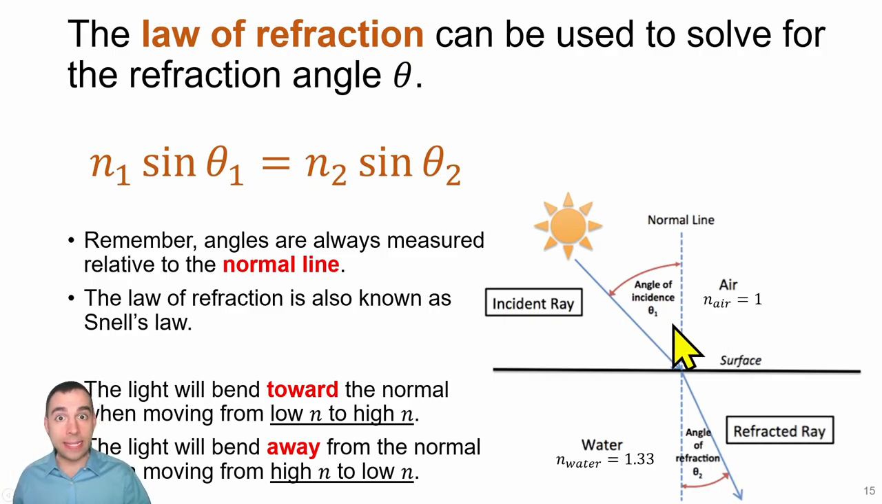Theta 1 is the incident angle. It's the angle at which the incident light ray hits the interface. And theta 2 is the refracted angle. It's the angle at which the light ray will enter the new medium.